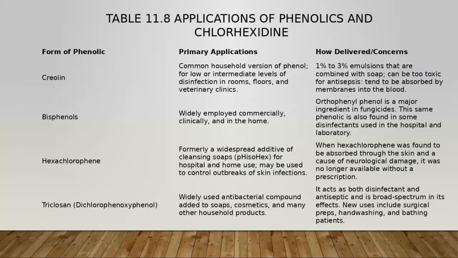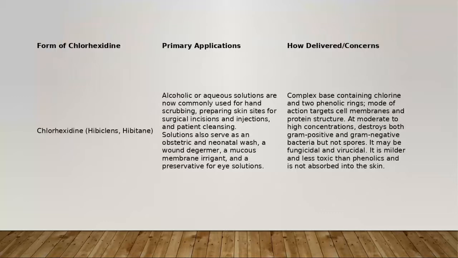Okay, so this is still the phenolic type of chemical agent. Maybe creolin, bisphenol, hexachlorophene, and triclosan. This is a type of phenolic agent, and chlorhexidine is also in the phenolic type of chemical agent. Again, chlorhexidine is used in hospitals for degermination.